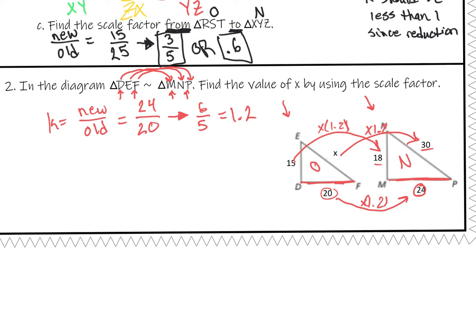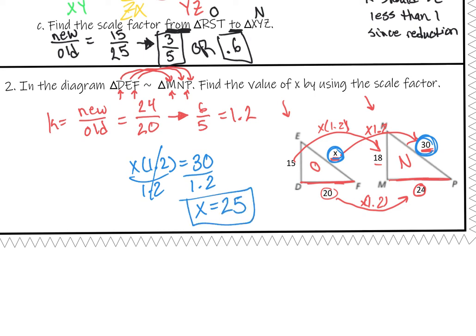So what I can do here is we can actually say that this side x, right, this side here, corresponds with the 30. X corresponds with the 30. Let me change colors here, make it a little easier. Right, x corresponds with this 30. So we know that x times our scale factor, 1.2, has to equal 30. So let's just solve for x. Divide by 1.2. Divide by 1.2. We're going to get x equals 25. And that's how you solve for that side.